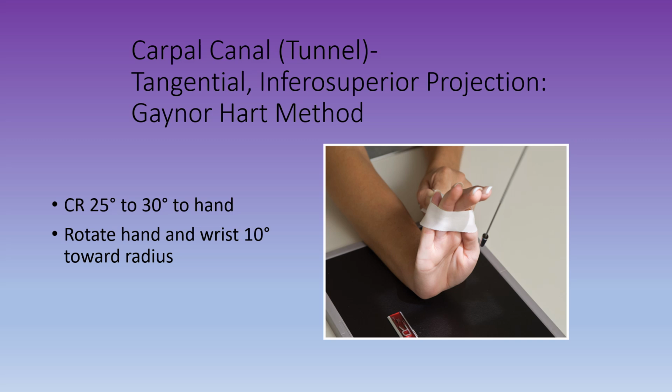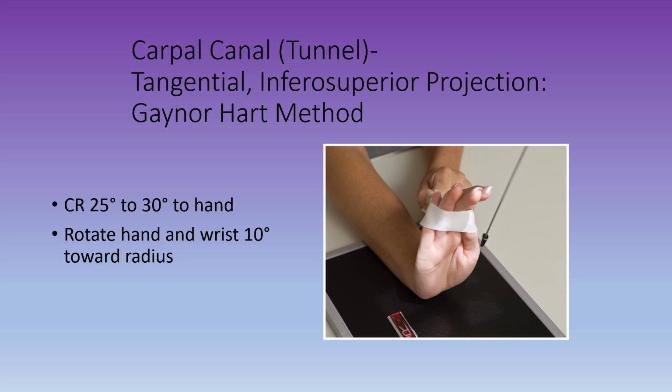This carpal canal used to be something I feel like that was quite common back with typing, and secretaries a lot of time had this, but now I feel like they try to make things ergonomically friendly, whether it's the keyboard or the mouse, or there's so many things to help with this. So this may not be as big of a thing as it was, but the Gaynor-Hart method or the carpal canal is a tangential, meaning skimming, inferosuperior projection.